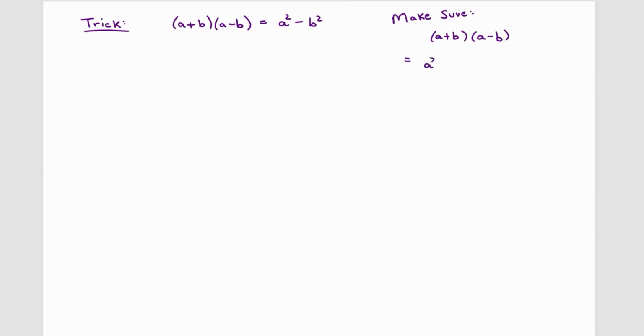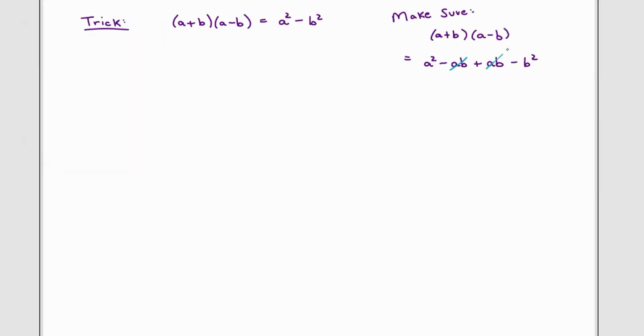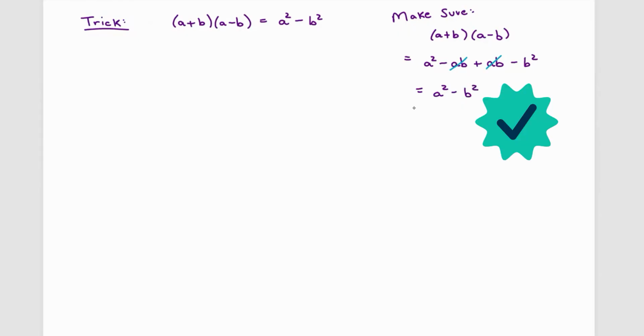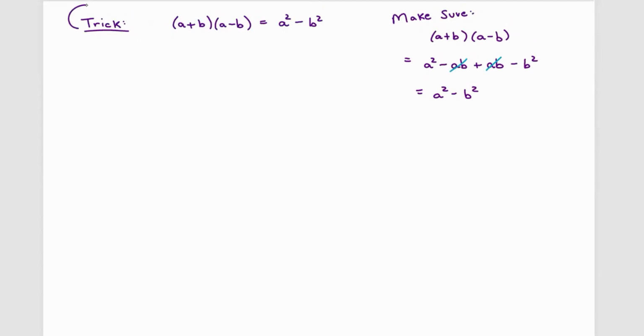I'll have a times a, which is a squared, a times negative b, which is negative ab, then a positive b times a, which you could put ba, but I'm going to write it as ab just so it's clear that the middle terms will simplify, and then b times negative b will be minus b squared. And I see that, aha, I have minus ab plus ab, those will disappear, and I'll just be left with a squared minus b squared. Now this is just going to make our job a little bit easier as we're solving this example. Okay, so we're going to keep this trick in mind.